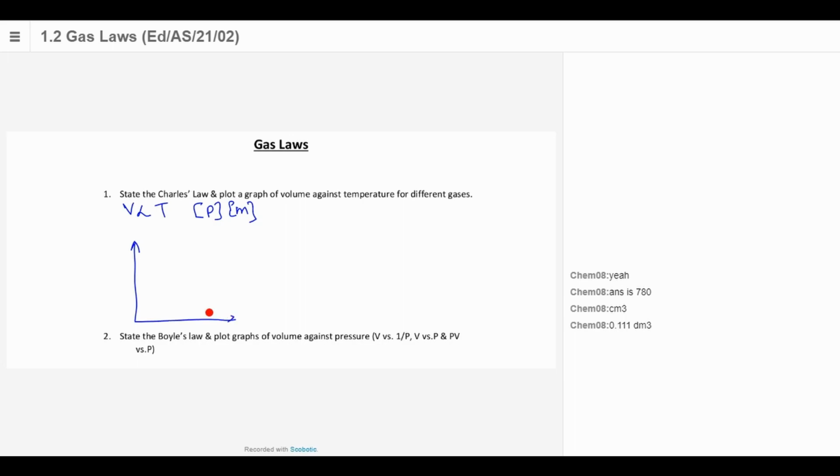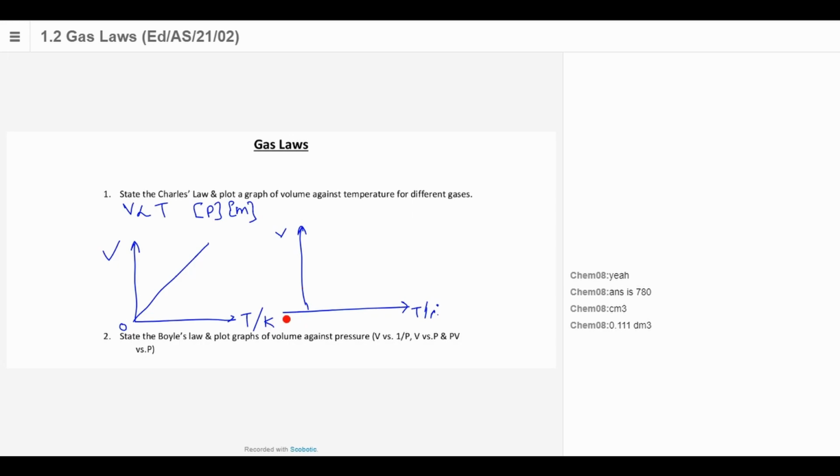If I want to plot a graph of temperature versus volume, with temperature in Kelvin, we get a graph like this. Temperature is the independent variable, the variable being manipulated. We're studying how changes in temperature affect the volume, so the x-axis has to be temperature. Then you have another graph with temperature in Celsius, and this is the volume.